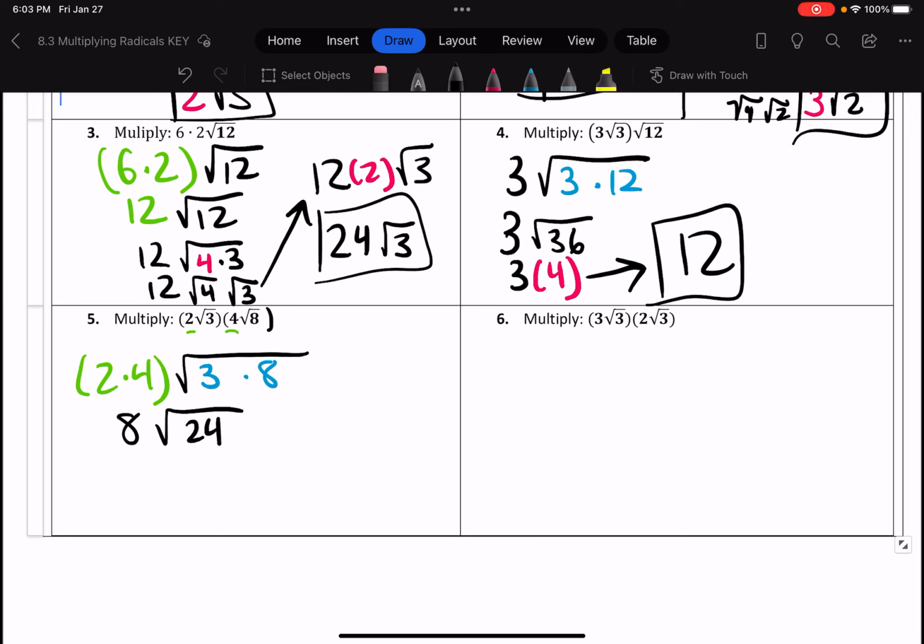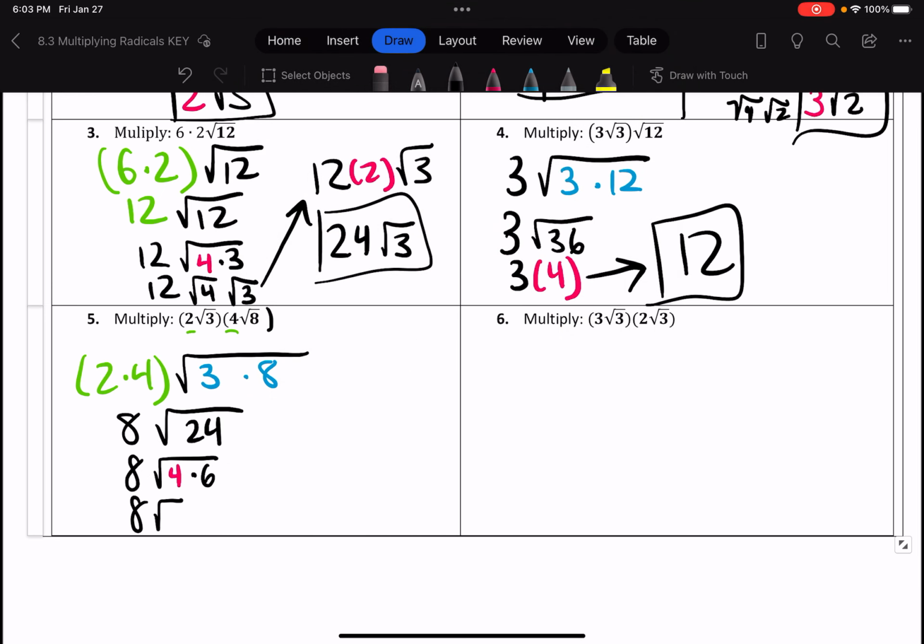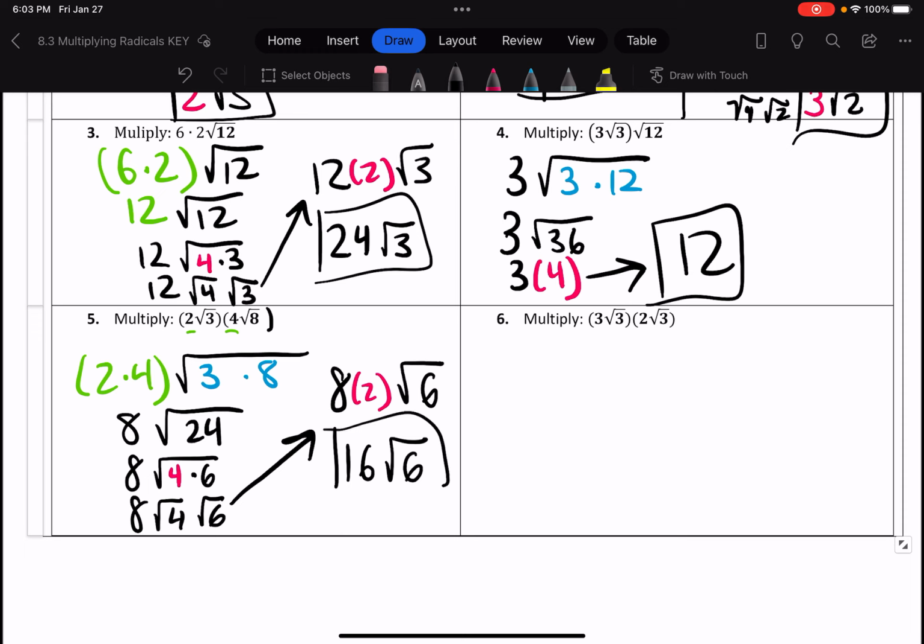I know that 4 is a perfect square factor of 24, so that can be broken down into 4 times 6 inside my radical. So my radical now becomes 4 times 6. And that's going to leave me with 8 times the square root of 4 times the square root of 6. And again, guys, if you can automatically see that, you don't have to write out all the steps. So that gives me 8 times 2 times the square root of 6, which is going to simplify to 16 times the square root of 6.